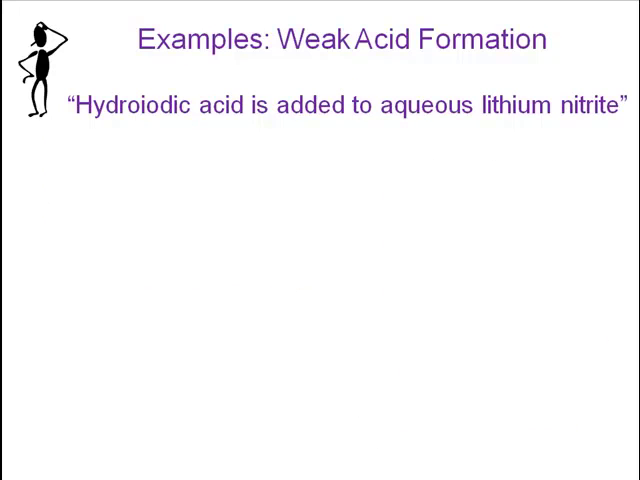Hydroiodic acid is added to aqueous lithium nitrate. So the formula for hydroiodic acid is HI, but it has to be separate because it is a strong acid. Then the H and the anion go together, HNO2, plus I, plus Li.